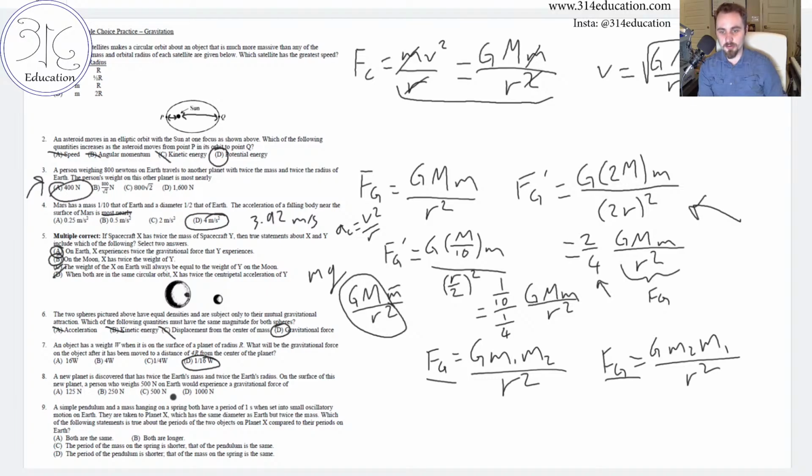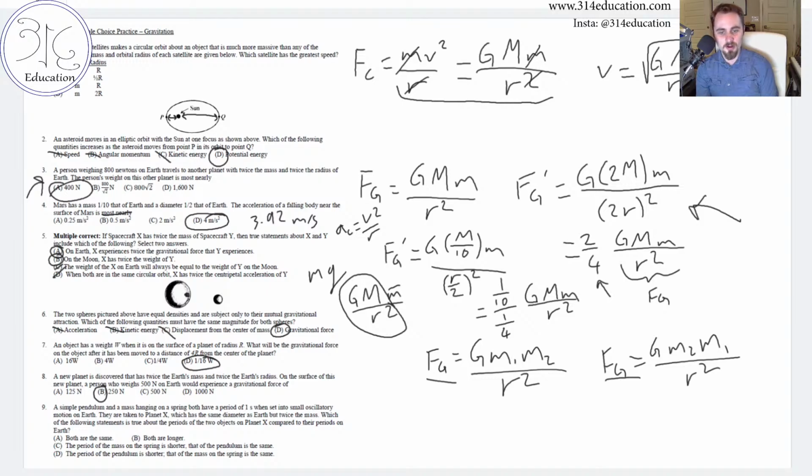But yes, if we double the mass and double the radius, the radius wins because it is squared. So we get a 2/4, a 1/2 relationship. They're going to weigh half what they do on Earth, which is 250 in this case.